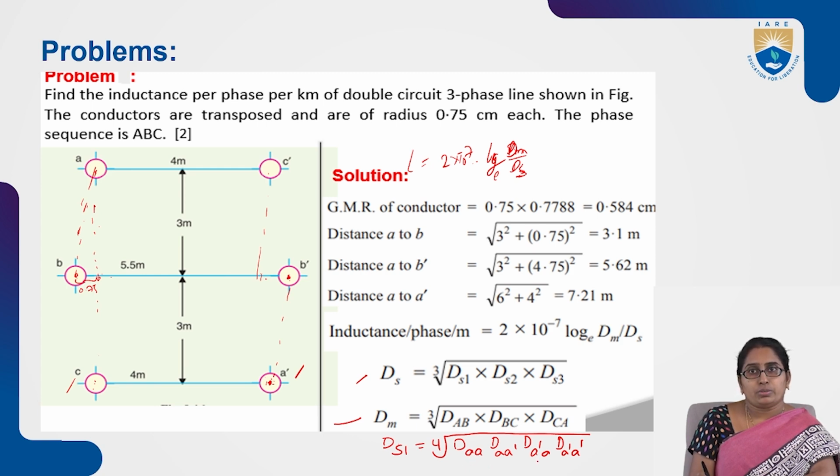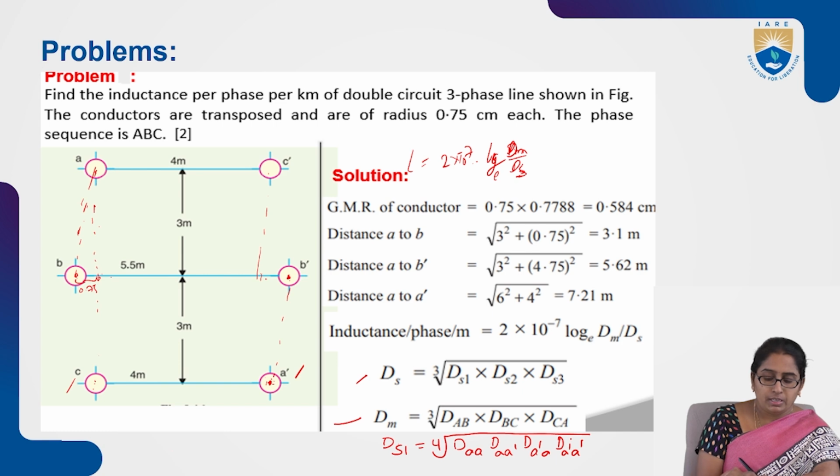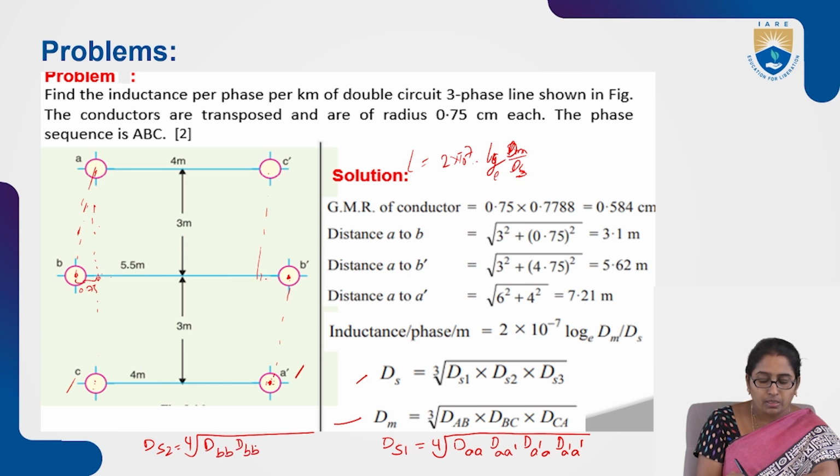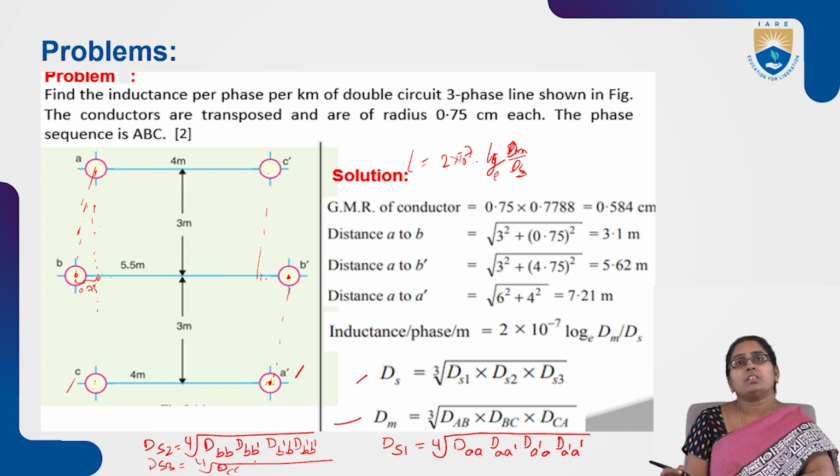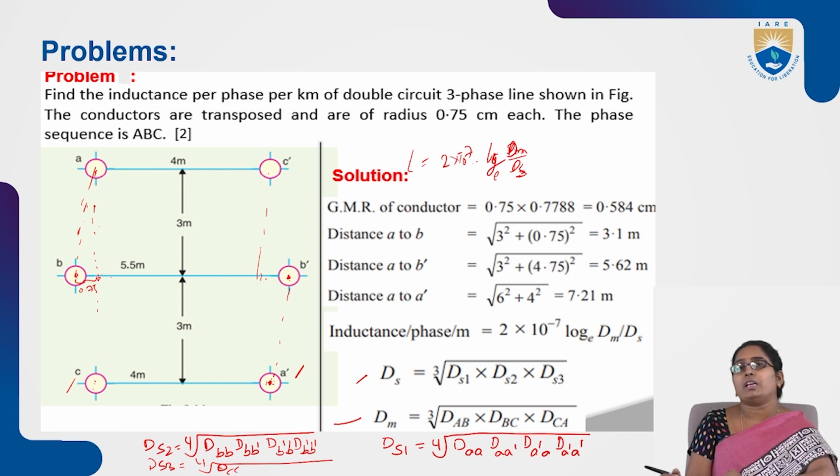Next, similarly, DS2. DS2 is DBB, BB dash, B dash B, B dash B dash. Next, DS3, also in the same manner, with respect to C phase: CC, CC dash, C dash C, C dash C dash.